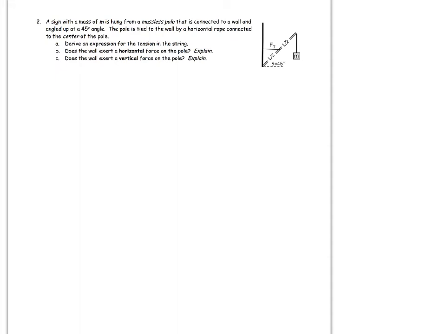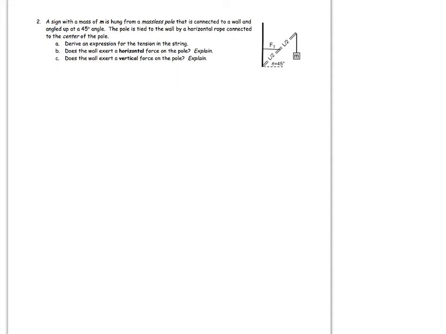For this next one, we have a sign with a mass of M hung from a massless pole. It's connected to the wall by a rope like that. So the pole kind of goes up and the sign hangs straight down from that. We first want to derive an expression for the tension in the string.